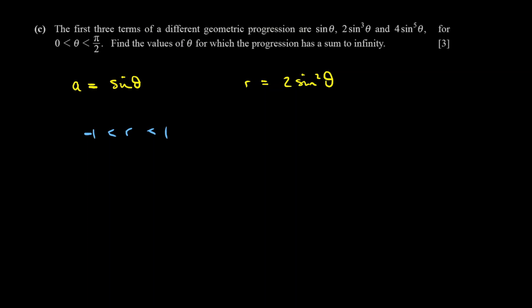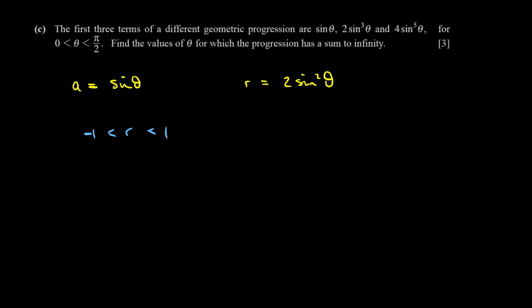Okay, so returning to the main question, basically what we are being asked is to find the values of theta for which this common ratio satisfies this condition. Now, let's just think about it. It doesn't matter what theta is. Sine squared theta will always be greater than 0. Why is that? Well, because if I take any number, whether it's positive or negative, and I square it, then what I get is a positive number.